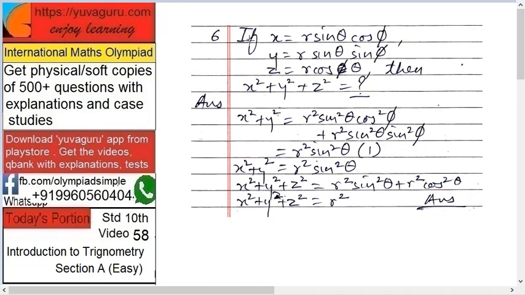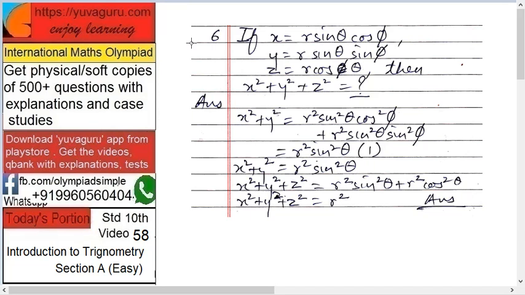Start. If x equals r sin theta cos phi, y equals r sin theta sin phi, z equals r cos theta, then x square plus y square plus z square equals to what? Now remember, this is a 3-dimensional geometry problem. Generally we have planar, 2-dimensional geometry up to 10th, but this problem is 3-dimensional, and this formula is of a sphere.